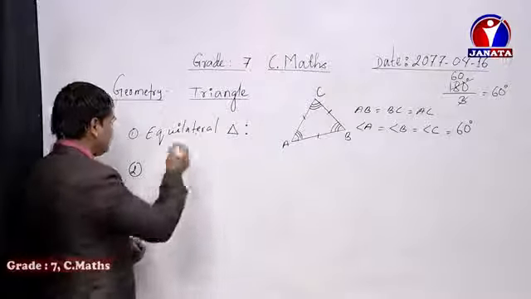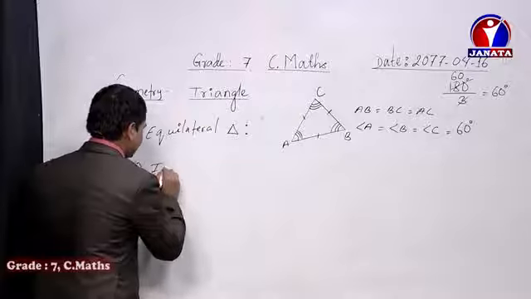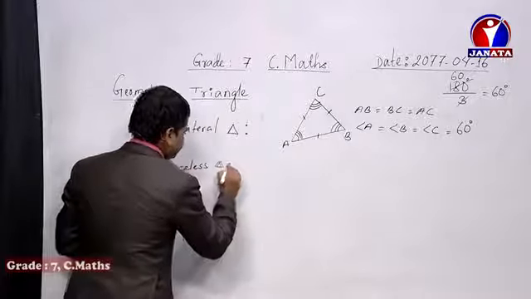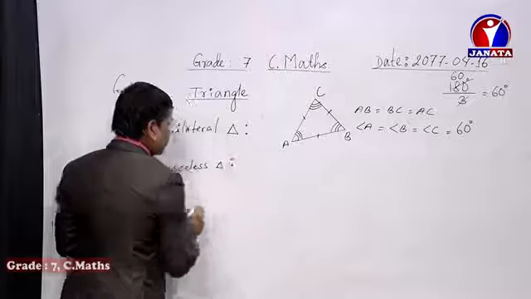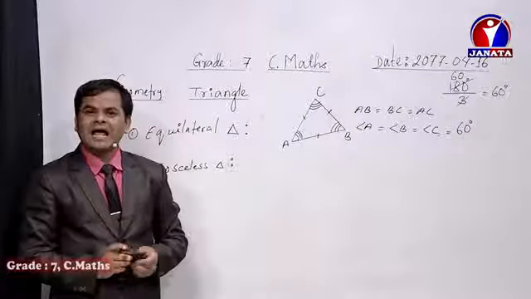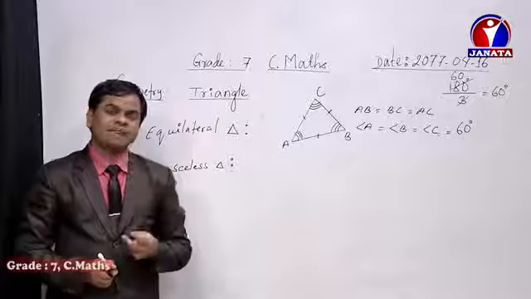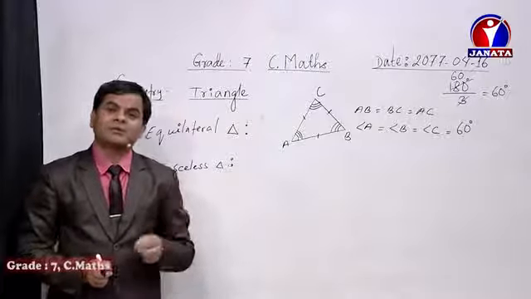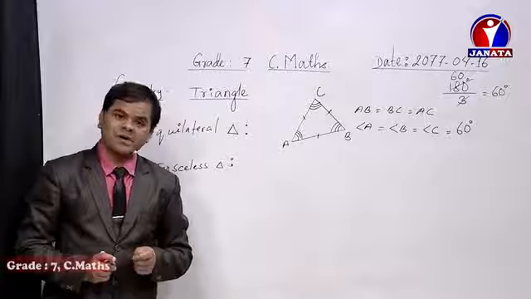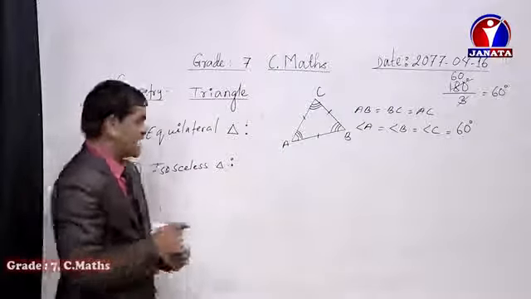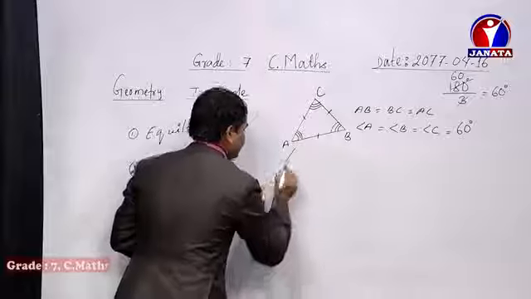Another one is the isosceles triangle. Isosceles triangle means a triangle having just two sides being equal, and two base angles opposite to the equal sides. If the angles formed are equal, that type of triangle is known as an isosceles triangle. Let me make it clear by drawing a figure.